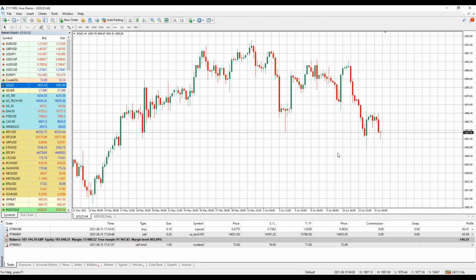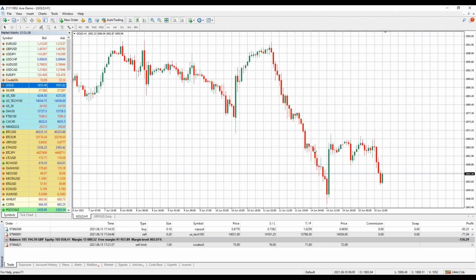What I do like about this circumstance is gold dropped a lot today, right? If we go to 1 hour candles, it looks more impressive. There's been a lot of dropping on gold in general in the past days.